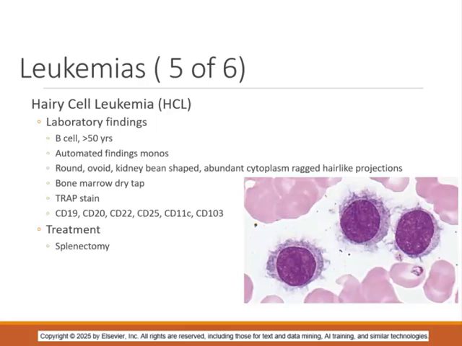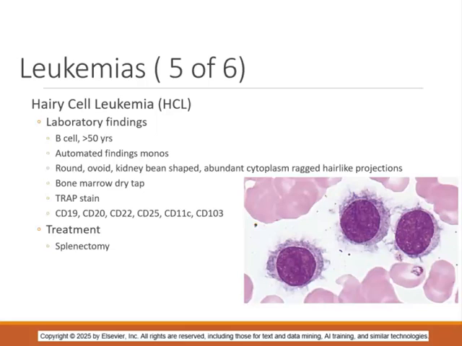Next leukemia is hairy cell leukemia. Just look at the cells. They have hairy-like projections, hence the name. It's a B cell, and it's usually somewhat greater than 50 years of age. Usually on the CBC analyzers, they'll classify these as monos. That's why it's important you do that smear to look at it. So they have a lot of cytoplasm. Again, those hair-like projections. They're usually round. They can be oval shaped, can be a kidney bean shape.